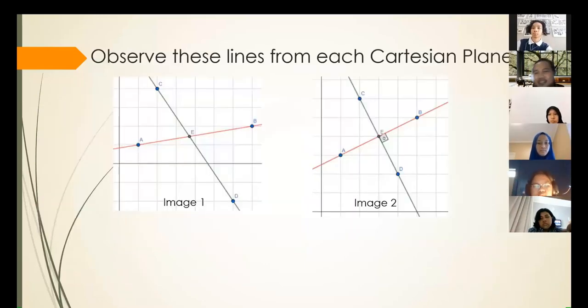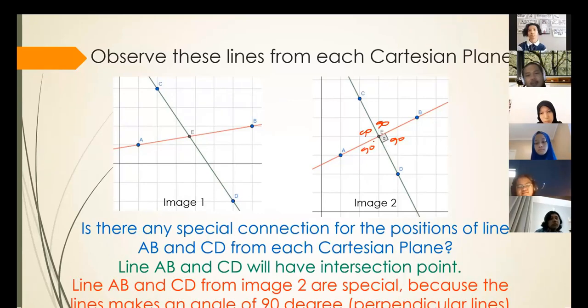So, okay, now let's go to the next case. I have two images, image 1 and image 2. Previously, we know that the connection is parallel, right? How about these? Line AB and CD will have intersections for both of the images, but line AB and CD from image 2 are special because the lines make an angle of 90 degrees, or what we call perpendicular.